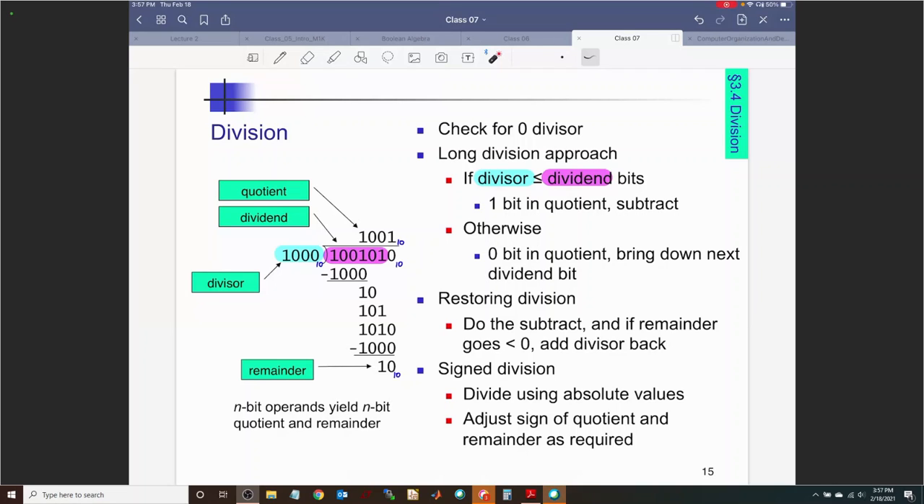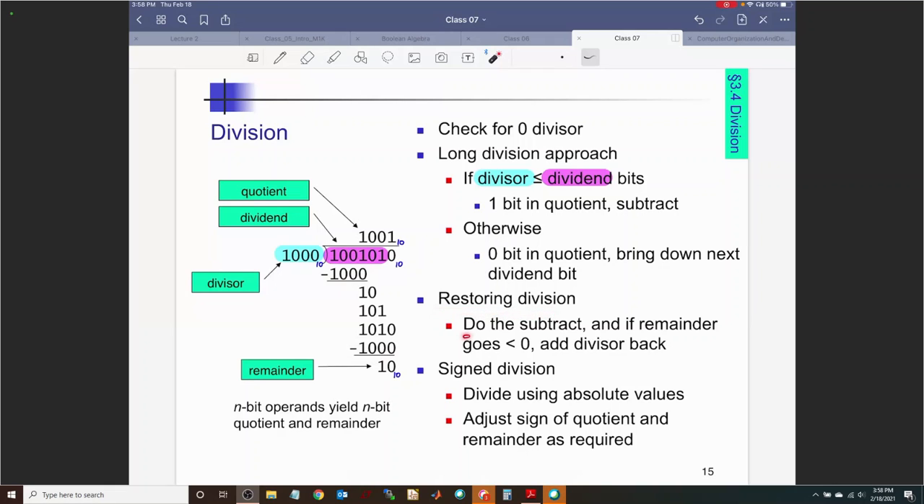Instead, what I'm going to do is this. I'm going to perform this particular subtraction regardless of whether divisor is less than dividend or greater than dividend. I'm just going to do the subtraction. That is called the restoring division process.